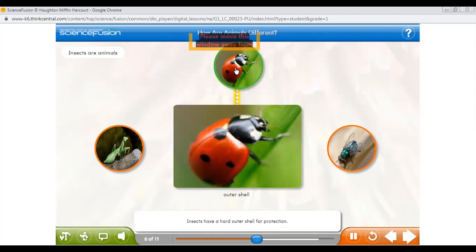Insects have a hard outer shell for protection. So the first one, they have a hard outer covering which protects it. And also let me show you the three body parts of an insect. As you can see here, it's divided. So this is one, then you have two, and then this is the three body parts. So the first is called the head, then it is called the thorax, and then it is called the abdomen. So you will learn this in the higher grades, but these are the three body parts of an insect. And also it has a hard outer covering.